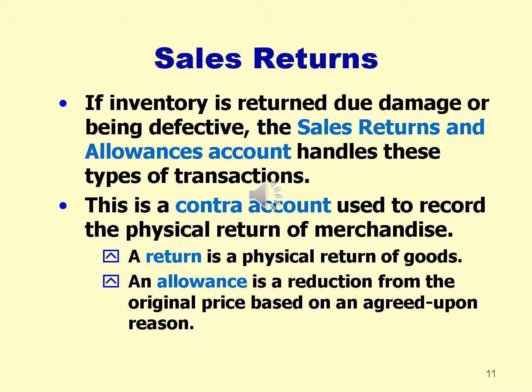Of course, some customers return all or part of their purchase. This is called a sales return or sales allowance. We use the sales returns and allowance account to handle this transaction. It is considered a contra account. In other words, it is the opposite of a sale. So this account would reduce the total amount of sales revenue.